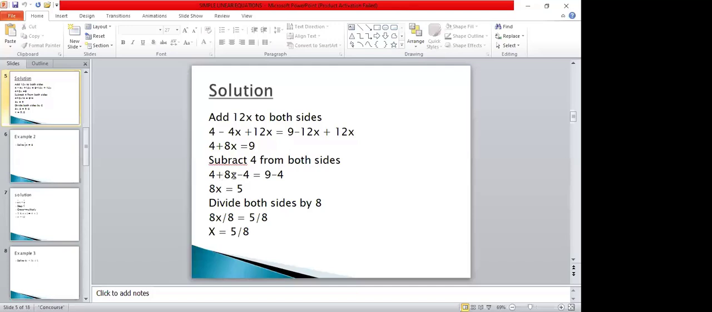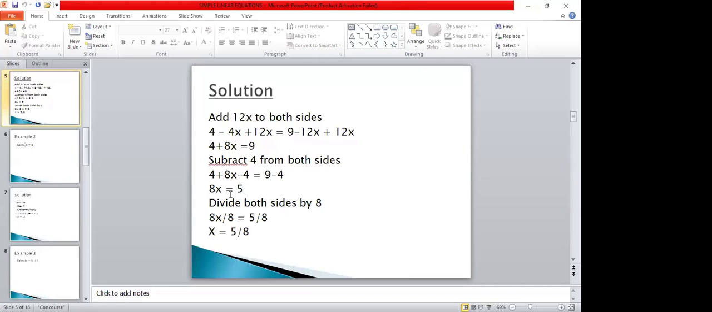So we have 8x minus 4 equals 9 minus 4. Can you see it? Yes, sir. Aisha, can you see it? Good. So we have 4 minus 4, which is 0. Then it will remain 8x. So what is 9 minus 4? 5. Good.